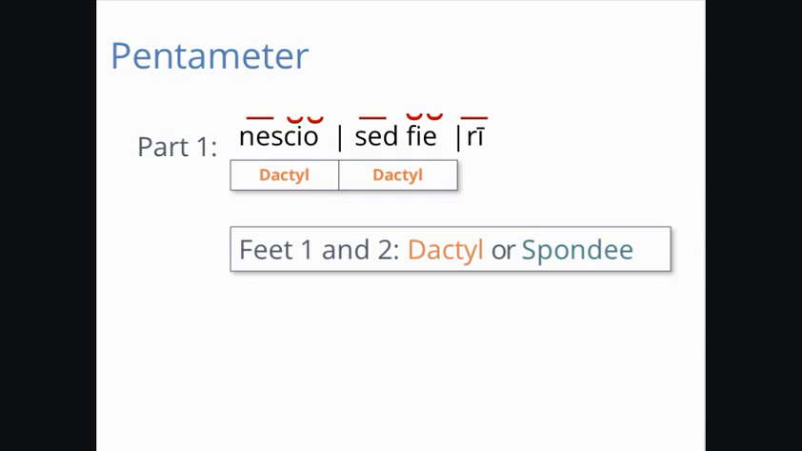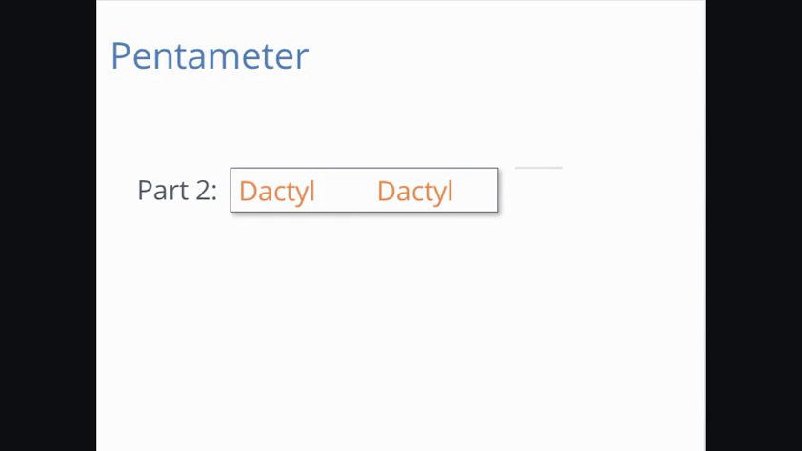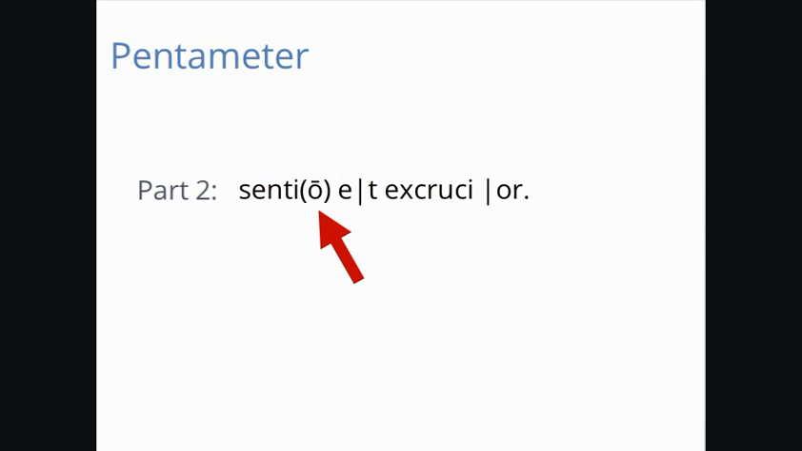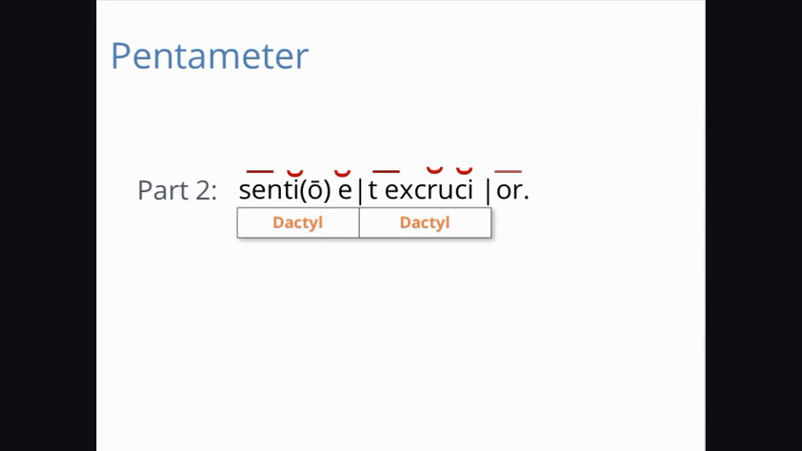Note that either or both of those first 2 feet could have been a spondee. The second half must be 2 dactyls followed by a long syllable, and indeed it is. With the elision between sentio and et, we have exactly that structure.